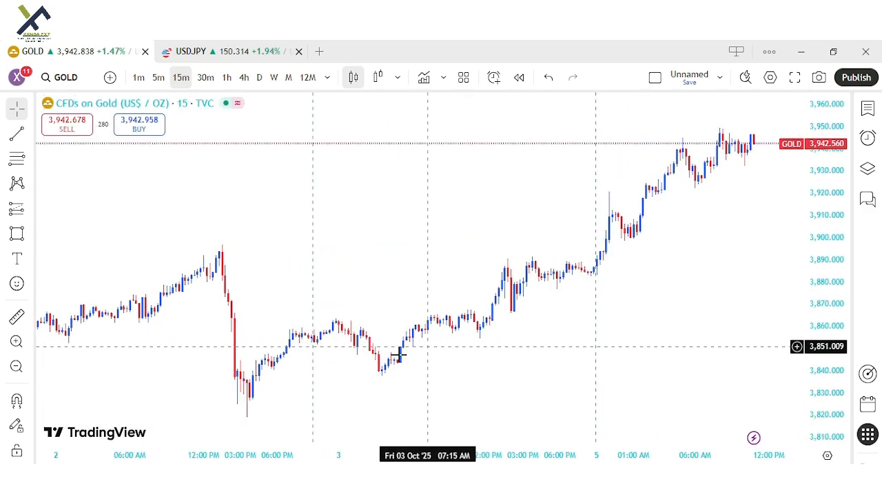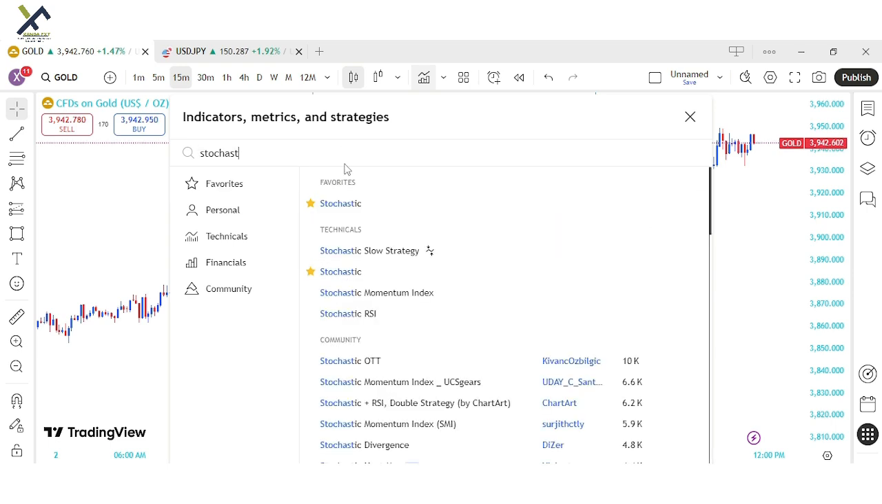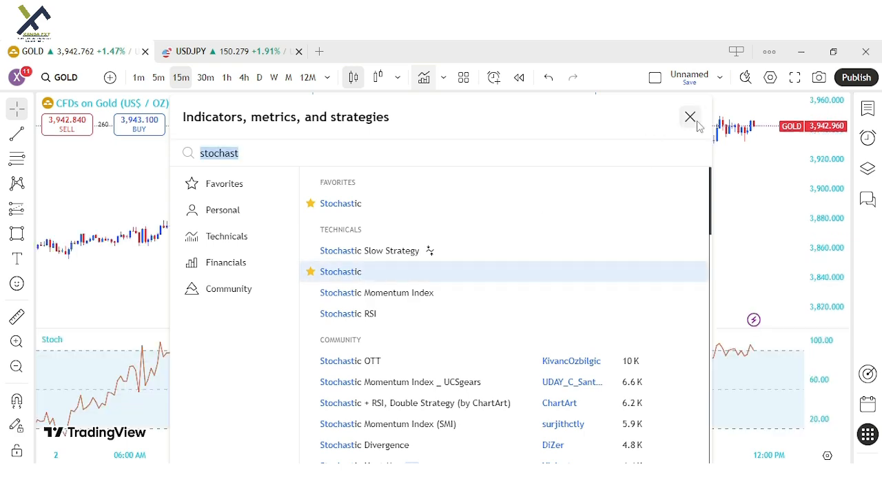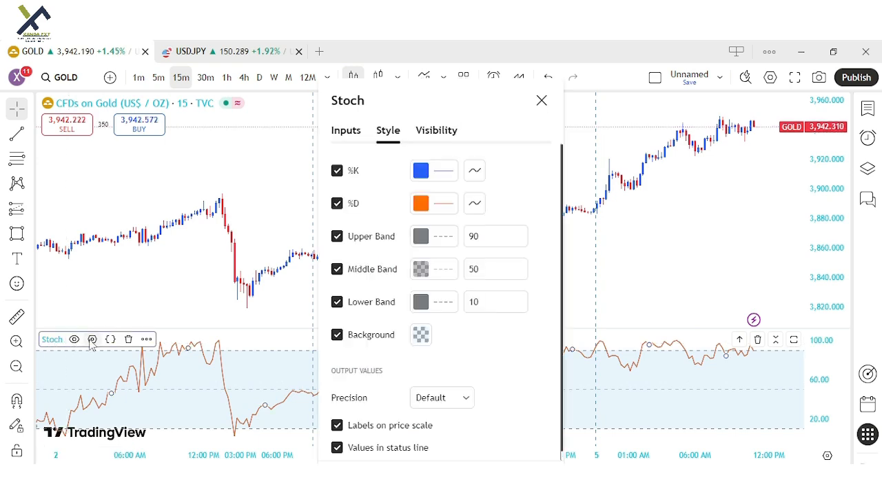Now you head over to TradingView, go to the indicator section. You can see I have mine already by default. If you don't have your own, just type stochastic. Once you type stochastic, there are different types of stochastic that will come out. Look for the one that has only stochastic. Select that, and once you select that, it comes out to the chart. Now let's go to the settings and do some settings to the indicator.